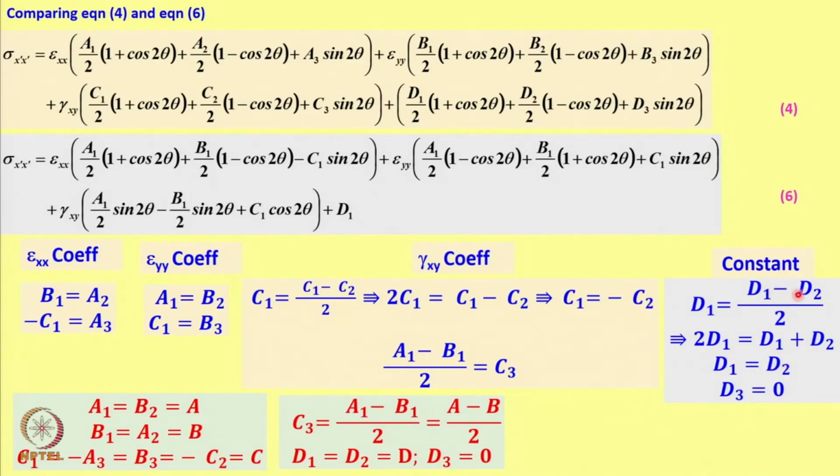This is plus d2, this is a typo. Please correct it. So 2d1 equal to d1 plus d2, so you get d1 equal to d2. And d3, nothing is there, so d3 is equal to 0. If I summarize, I get a1 equal to b2 equal to a, b1 equal to a2 equal to b, c1 equal to minus a3 equal to b3 equal to minus c2 equal to c, c3 equal to a minus b by 2, d1 equal to d2 equal to d, and d3 equal to 0.